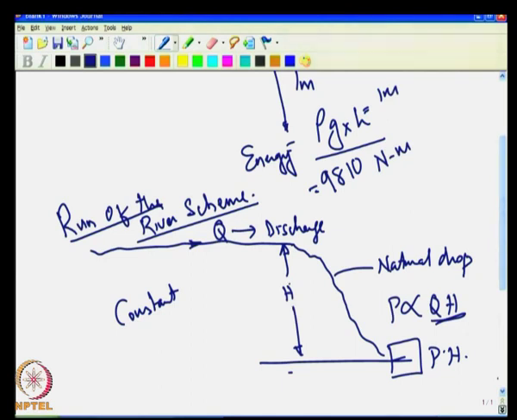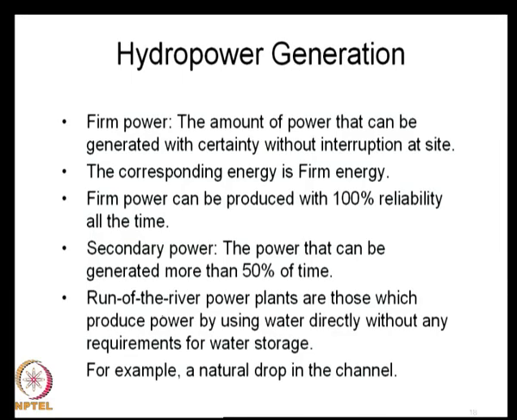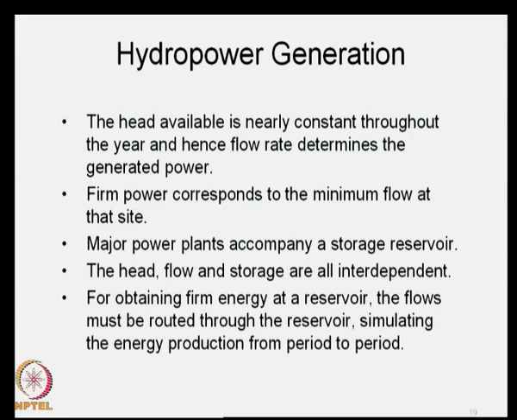So, when you have the head constant, the power that is generated is mainly decided by the Q, which is the discharge that is coming at that particular point. So, this is the point at which you are generating the power. So, we will look at how you produce the run of the river power. Now, because the head available is nearly constant, the flow rate determines the generated power.